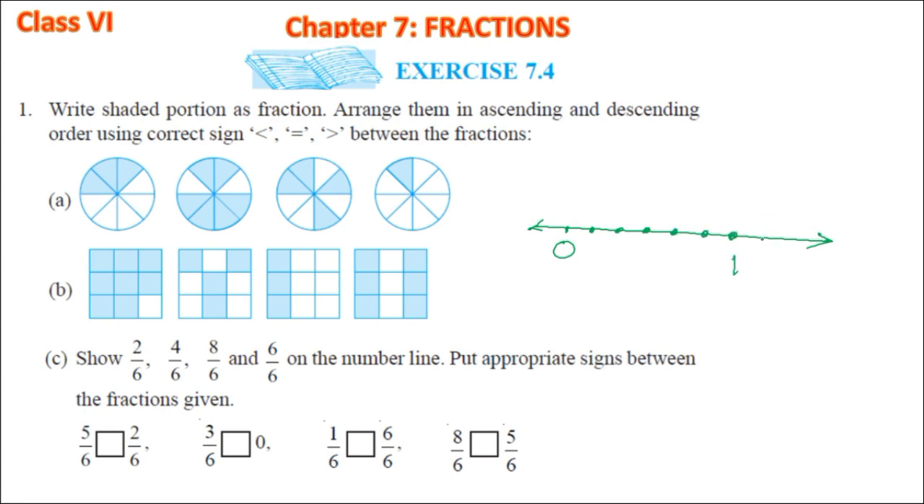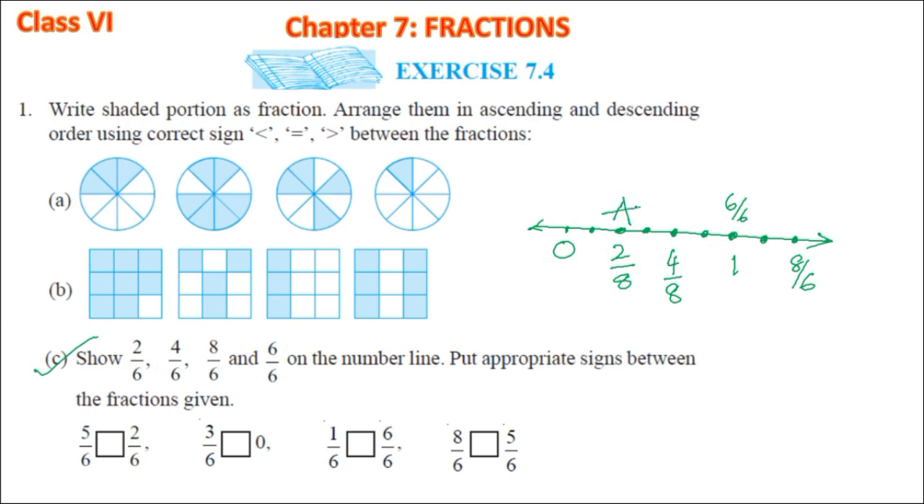So here we have 1, 2, and it continues. This first part is 1 by 6, the second part is 2 by 6. This is the number 2 by 6. Next we have 4 by 6, and this particular number is 1, which is same as 6 by 6. Next, after that, the second part is 8 by 6. So this is how we represent the fractions given here on the number line.